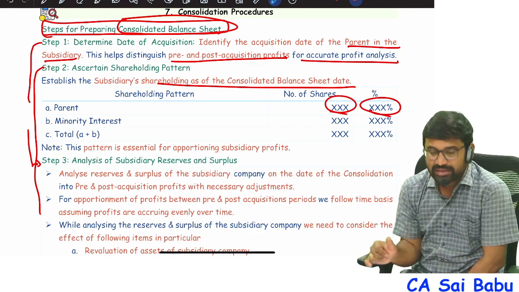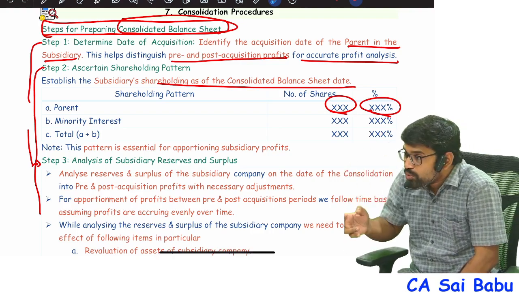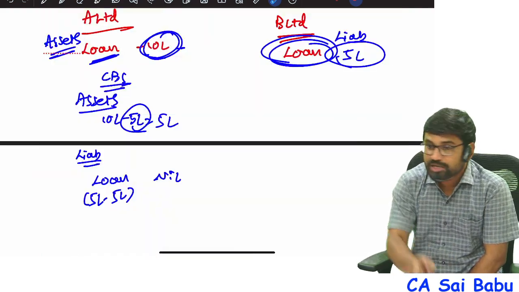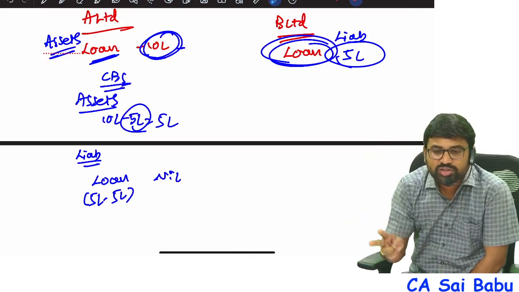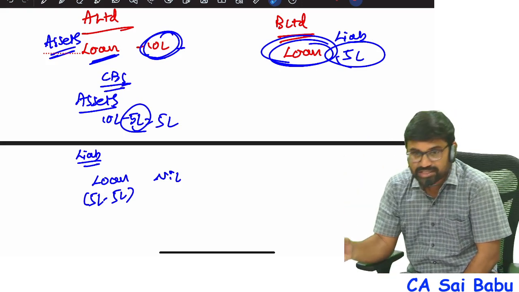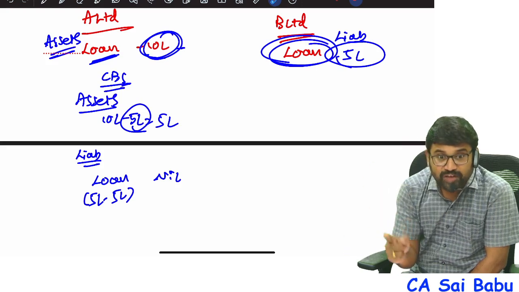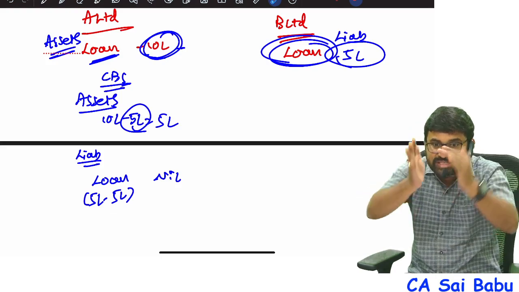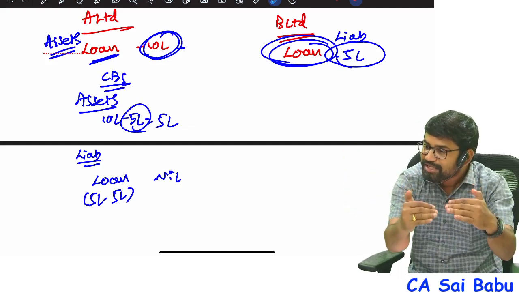Decide, determine. What is step number 3? Analyzing the subsidiary company reserves into pre and post. Pre-acquisition profits, capital profits. Post-acquisition profits, revenue profits. While analyzing, three important adjustments. What are those? Revaluation of assets, dividend given by subsidiary, intragroup transactions, downstream, upstream. What is step number 4? Apportionment of subsidiary company analyzed profits. How do you do apportionment? Pre-acquisition profits, capital profits, post-acquisition profits, revenue reserve. Apportion between parent and minority interest.